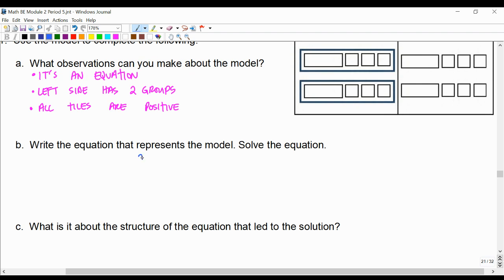So the left side of the equation is 2 groups. Each group has an x tile and 3 unit tiles. And the right side has 2x plus 6. And we'll solve this. First step is we're going to distribute. We're going to get 2x plus 6 equals 2x plus 6. Next step is we're going to move the variables to the same side. And we're left with this.